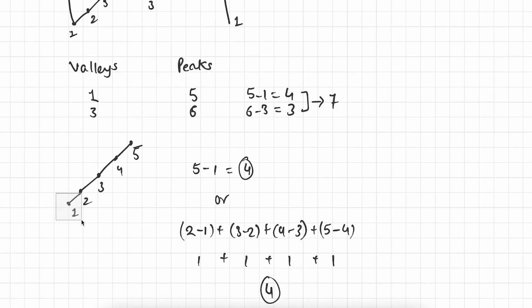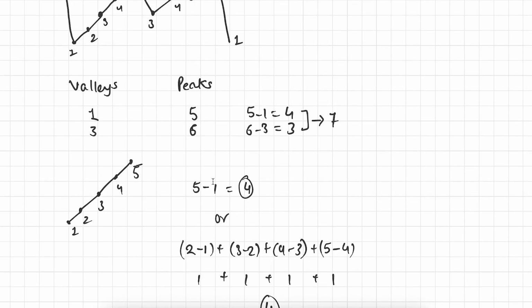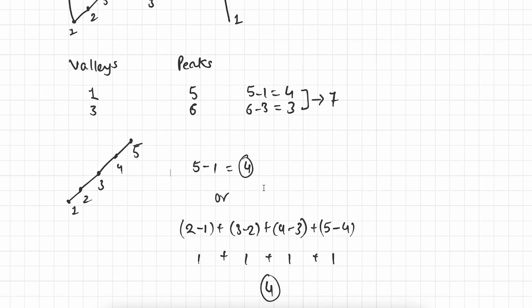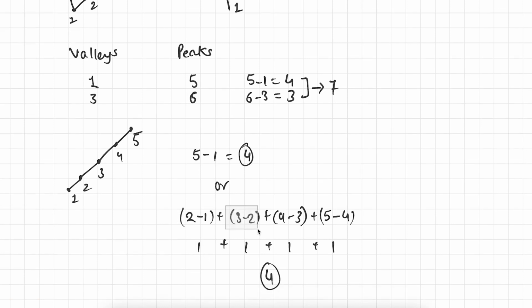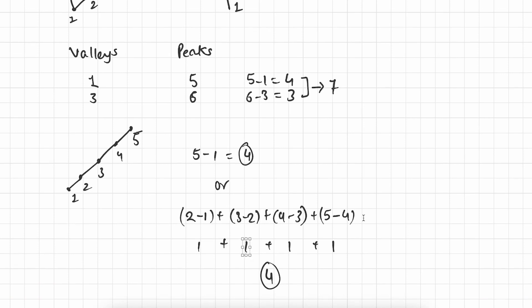Currently we are buying on day 1 and selling it on day 5, and we are making a profit of $4. What if I buy stock on day 1 and sell it on day 2, and again buy it on day 2 and sell it on day 3, and again buy on day 3 and sell it on day 4? What happens? So let's see. If I buy it on day 1 and sell it on day 2, we make a profit of $1. Similarly, if we buy again on day 2 and sell it on day 3, we again make $1, and so on and so forth.